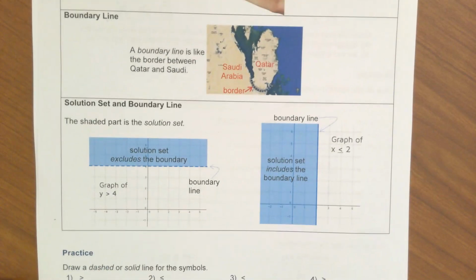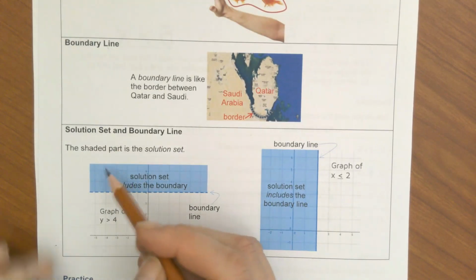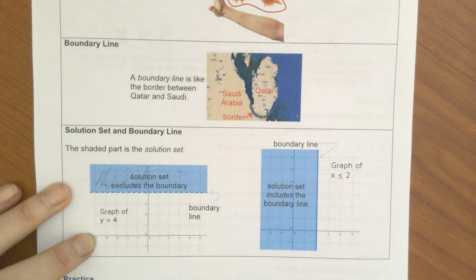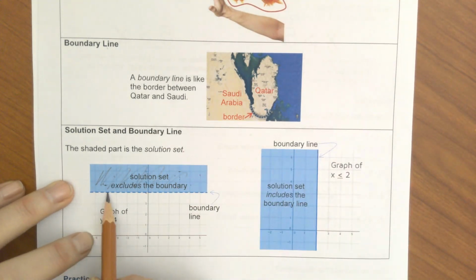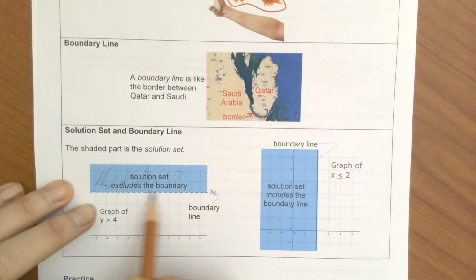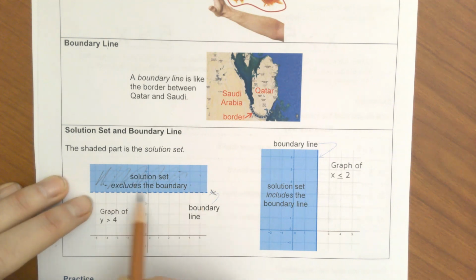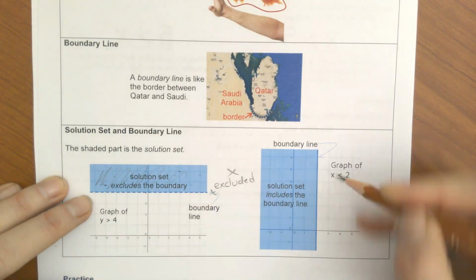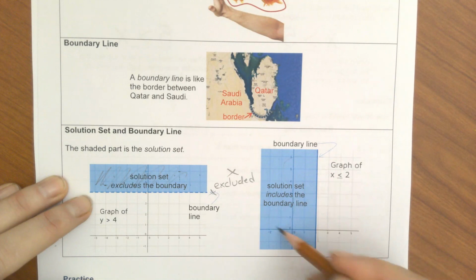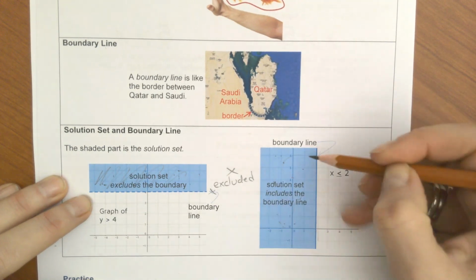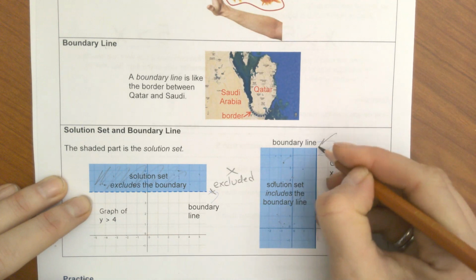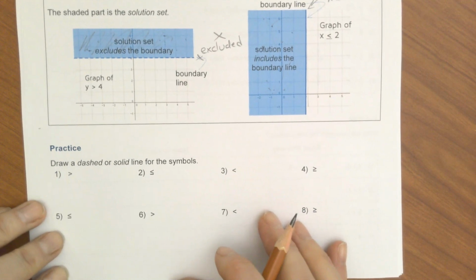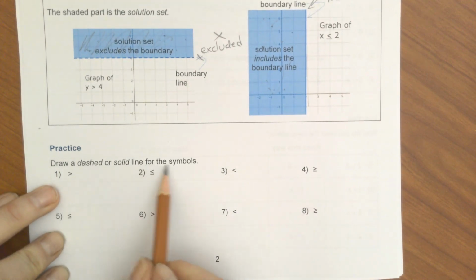So if I look at this here, all of these points here are part of the solution set. Okay, and see how it's dashed? It means I don't want the boundary line. That means it's excluded. Excluded. I don't want it. If it's a solid line, all these points here are part of my solution, and the boundary line is included. So that's included.